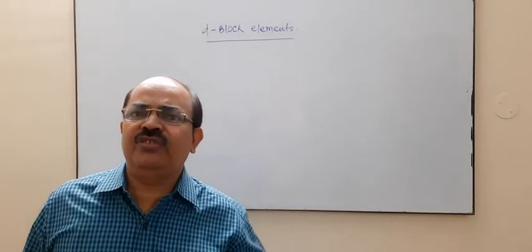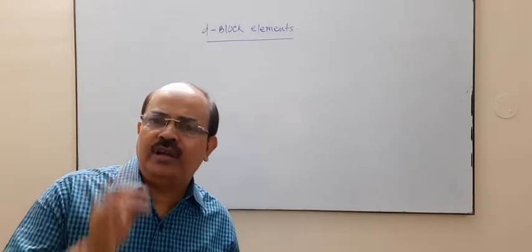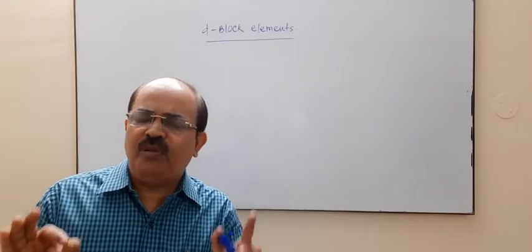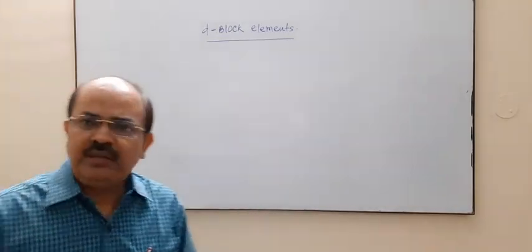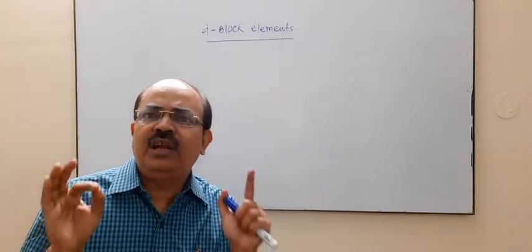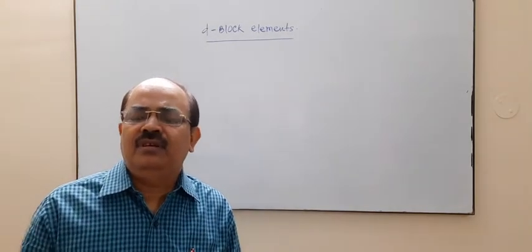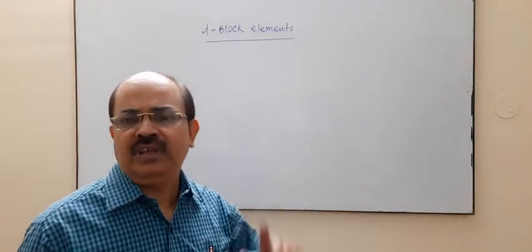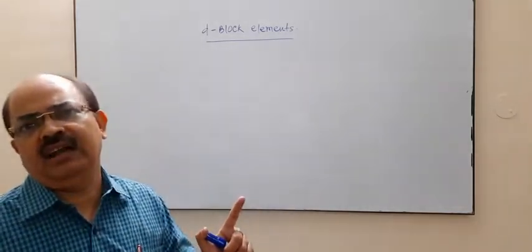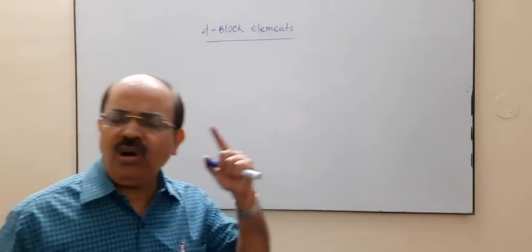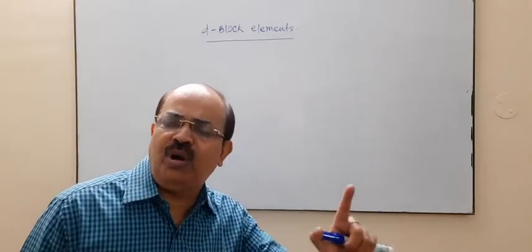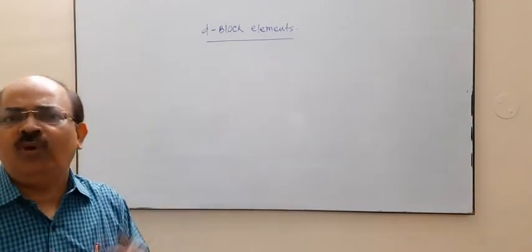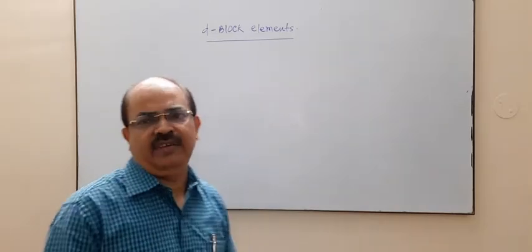The first question is, what are d block elements? As you know, in the long form of the periodic table, the elements are classified into different blocks. They are s block, p block, d block, and f block. We have already discussed what s and p block elements are. Now I have to discuss what d and f block elements are.